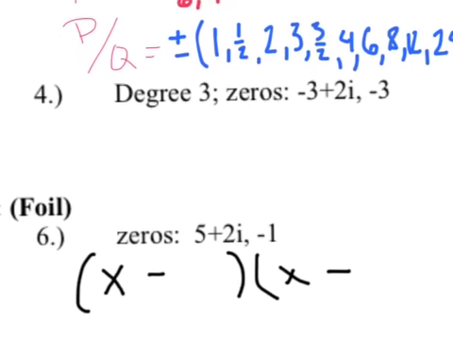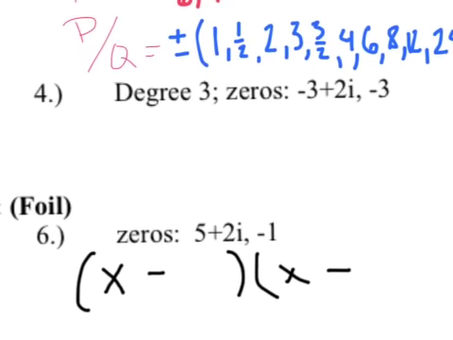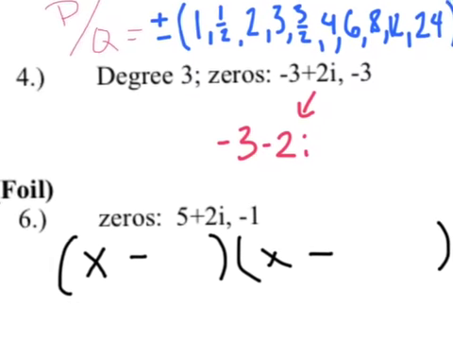Question 4. Same thing. You can handle that one. All you're doing is writing the conjugate of that. Negative 3 minus 2i. Done. Don't do anything else besides that.